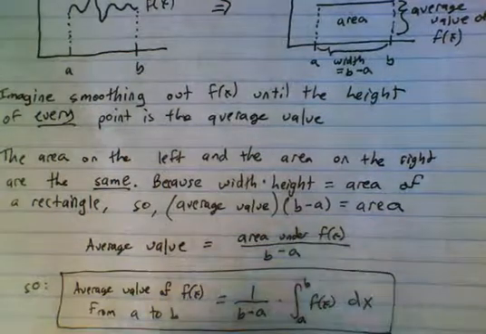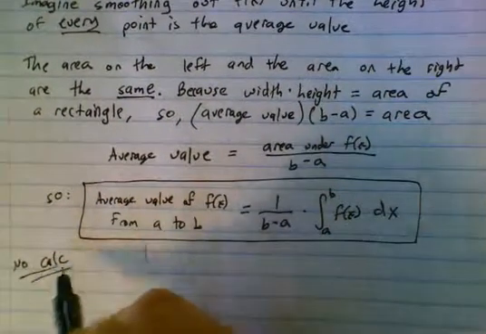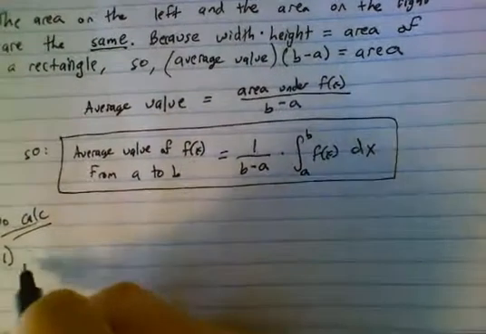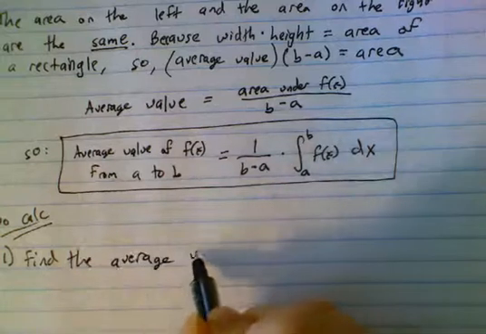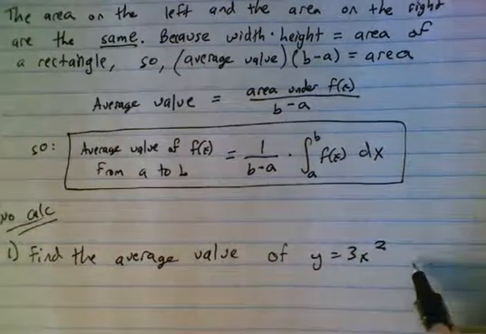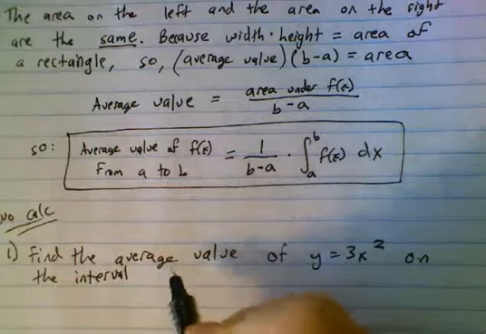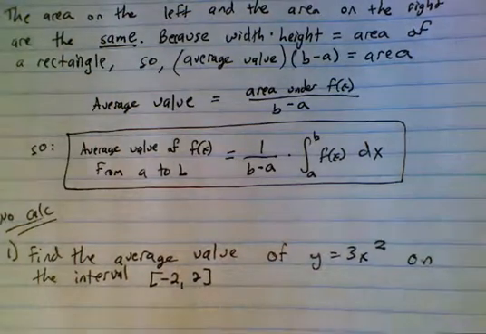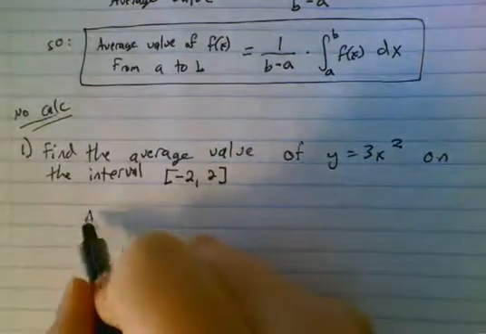So let's look at some problems. These are all no calculator. Let's find the average value of y equals 3x squared on the interval from -2 to 2.